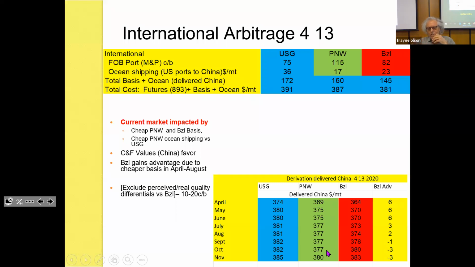Well, I think this is what the conclusion is that comes out of this, and the logic for it is that we're not competitive with Brazil until we get to September. And in September, the PNW's the most advantageous origin in the United States. And our advantage is $1 to $3 a ton. Now, this excludes quality differentials, which is a completely other topic I'm not going to introduce, but it's an issue we have to address in this part of the country.